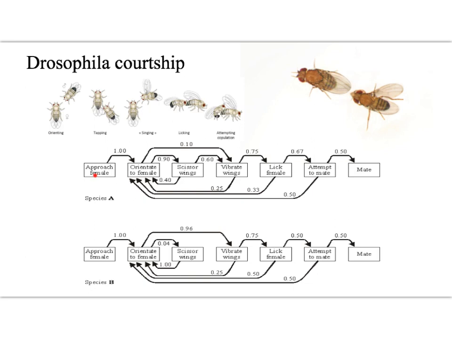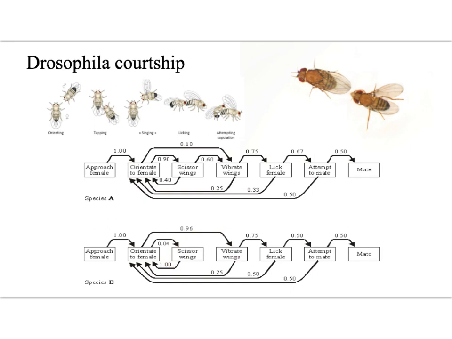Well, if you look at the one up here, this species actually goes through all of the steps in the courtship behaviour. So they approach the female, they orientate, they scissor wings, they vibrate wings. A very small proportion can go straight from orientate to vibrate, then they lick, then they attempt, and then they mate. In the second species, if they approach the female and they do a scissor wing, 100% of the time that goes back to orientation. So it's a different thing. Scissor wing does not lead to vibration.